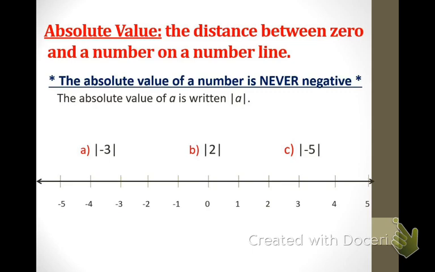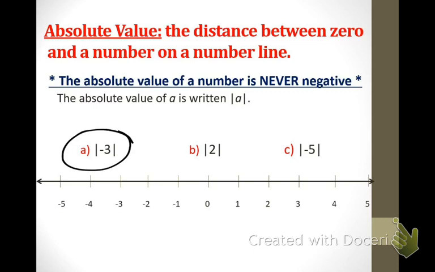Next up, I want you to write down that the absolute value of a number is never going to be negative. Okay, so as you can see right here, the absolute value of A is going to be written just like this. It's got two little lines going up and down around the number. So you can see right here, the first thing that it's asking you is the absolute value of -3.